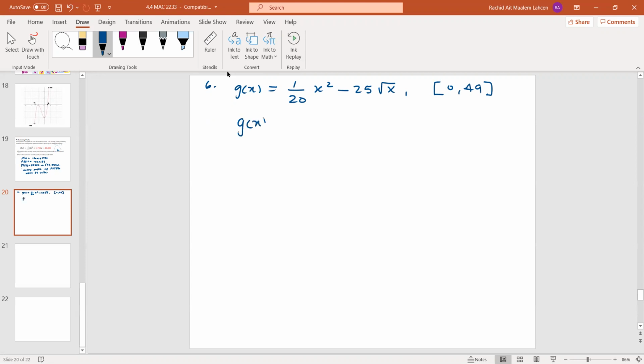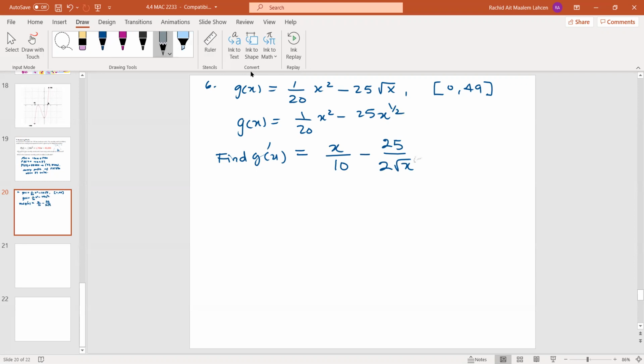Change g of x to the way we've done it in the past, and find the first derivative, right? And simplify it, you should get something like this. I think now you remember this picture, right? x to the negative 1/2, and it becomes that. So here, of course, you need to find the critical point.